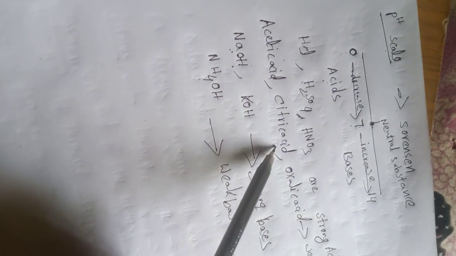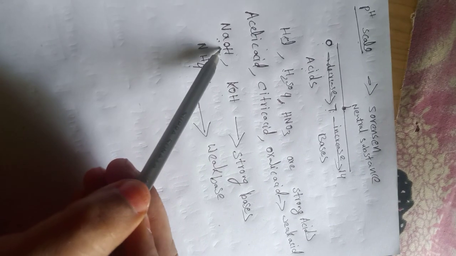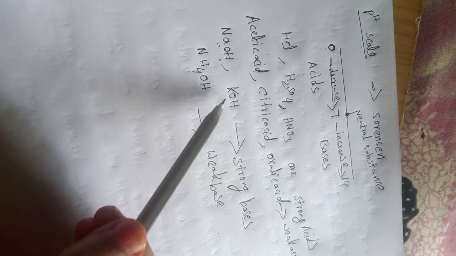We can test the pH of different solutions by using universal indicators or pH papers. pH paper is a universal indicator. By using these pH papers we can test the strength of acids and bases. HCl, H2SO4, HNO3 are strong acids. Acetic acid, citric acid, oxalic acid, lactic acid are all weak acids. Sodium hydroxide is present in the detergent cake, KOH is present in the bath soap. They are strong bases. Ammonium hydroxide is a weak base.